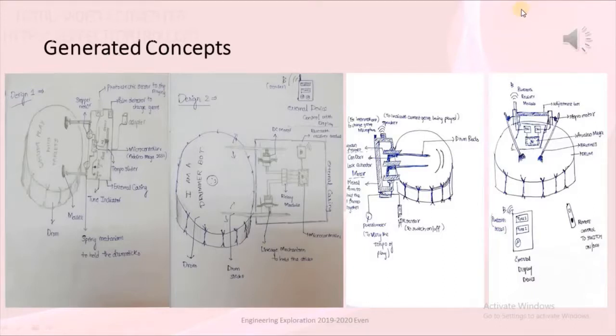Based on the subsystems and drawing the morph chart for the needs and the functions, we have generated 4 concepts, 4 designs. In the first design, we have a microcontroller which plays the drum along with a stepper motor. Then we have the tune indicator. It's just 2 LEDs being used for tune 1 and tune 2.